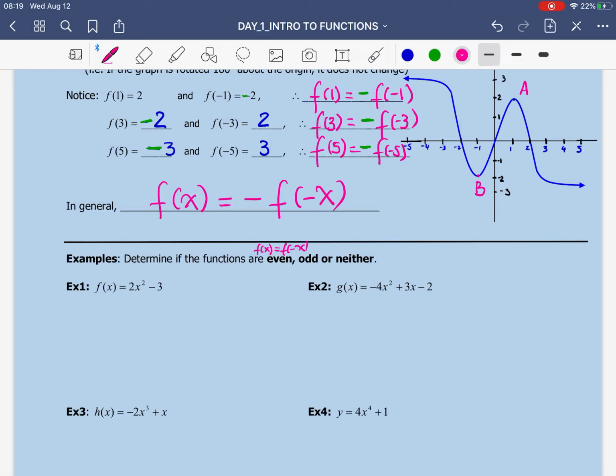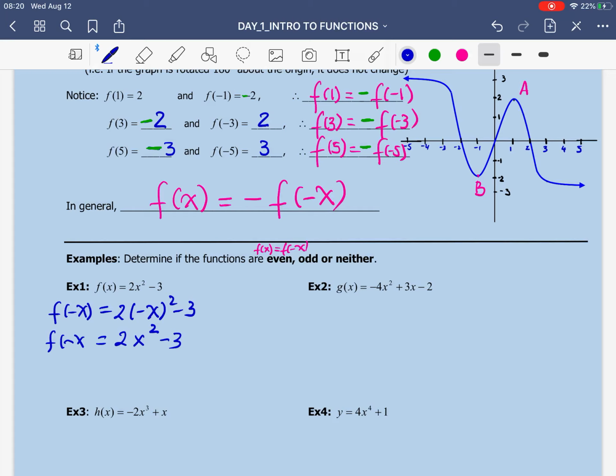So let's get started with the first example. First of all, I'm going to start with f of negative x. F of negative x means that instead of x, now we have negative x on the right side of the equation. We'll replace x by negative x. So we'll have 2 times negative x squared minus 3. The next thing I want to do is simplify. So negative x squared is positive x squared, minus 3.